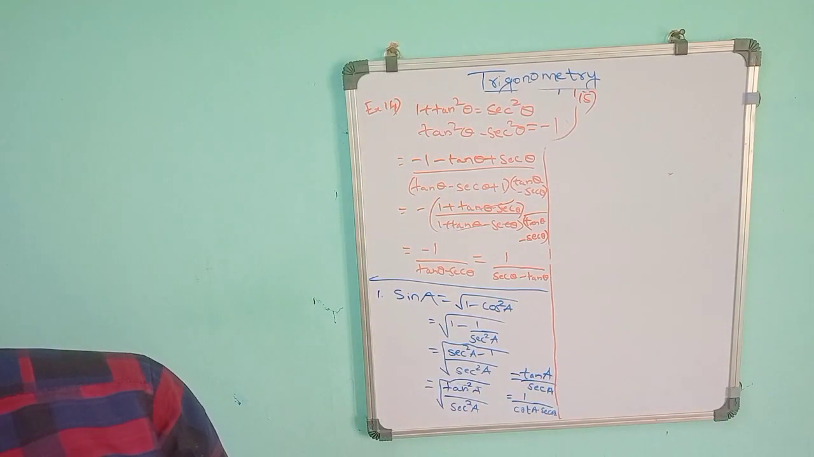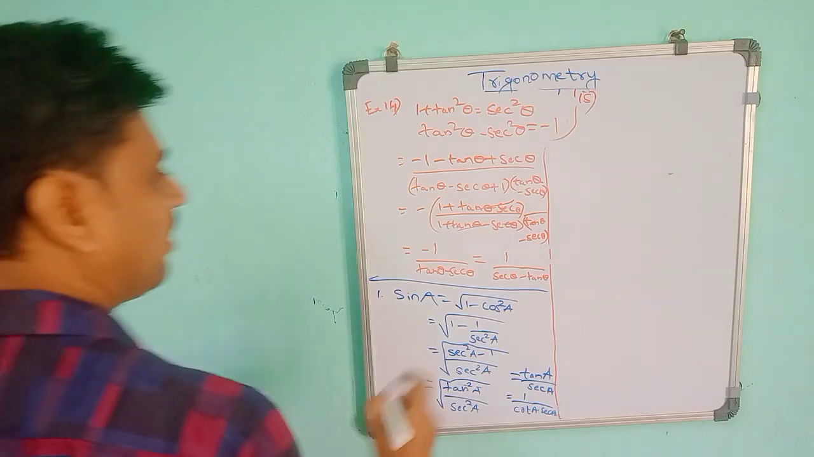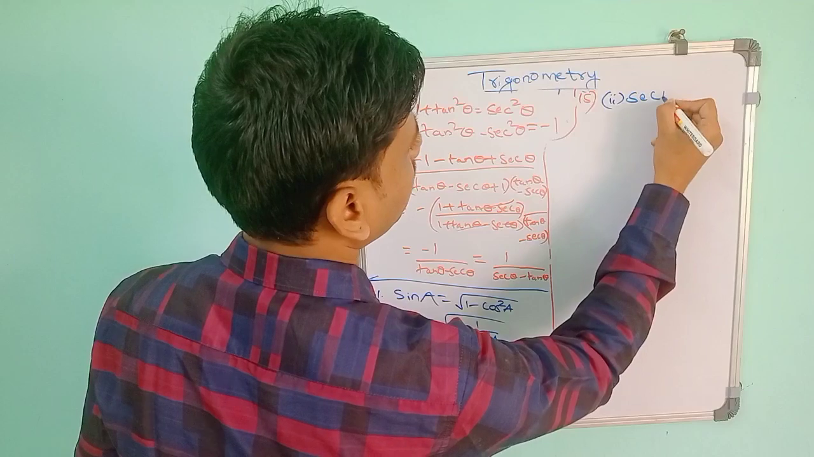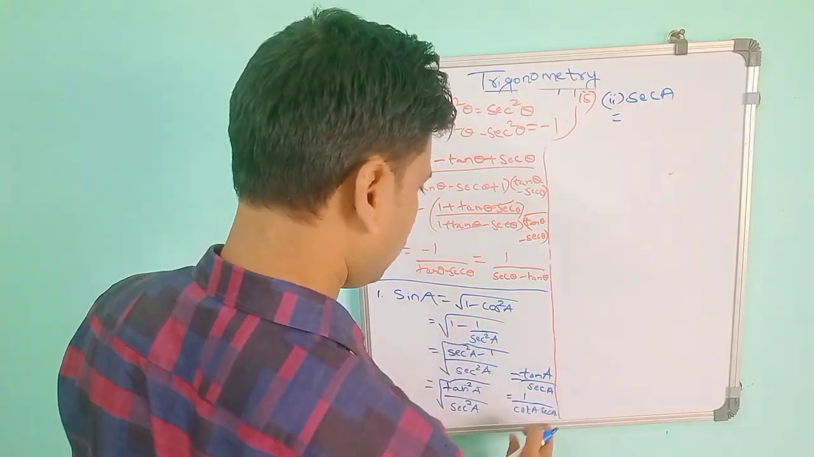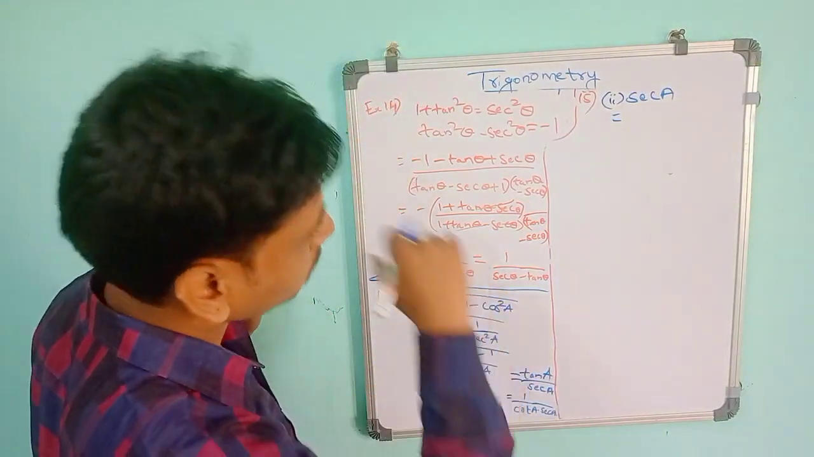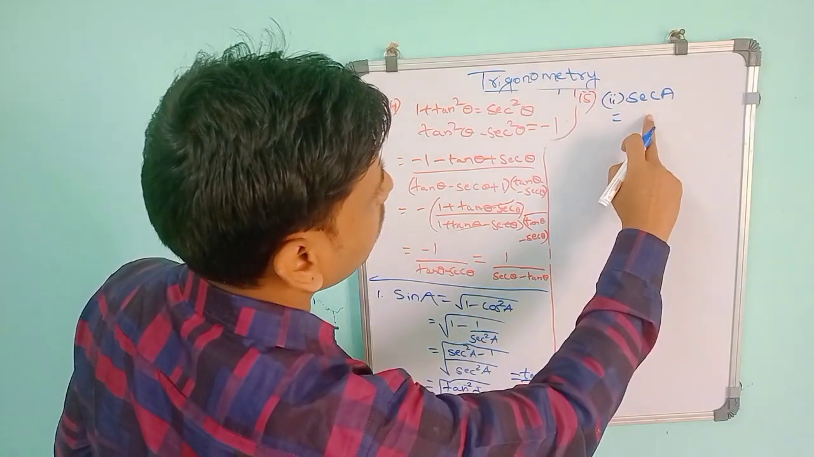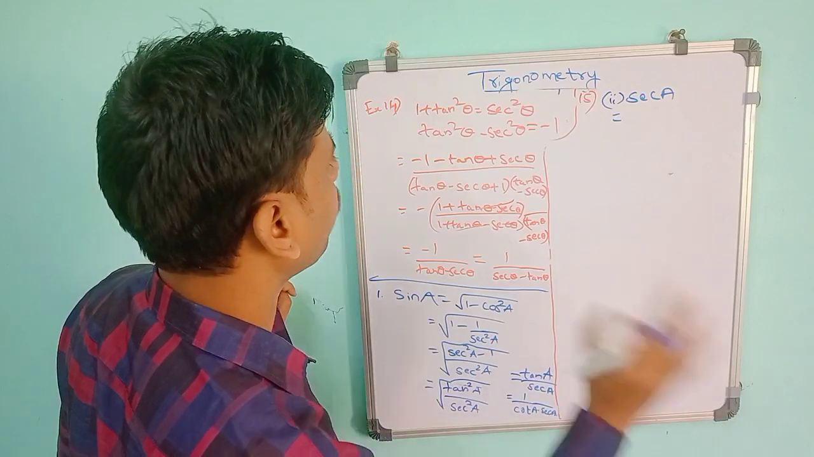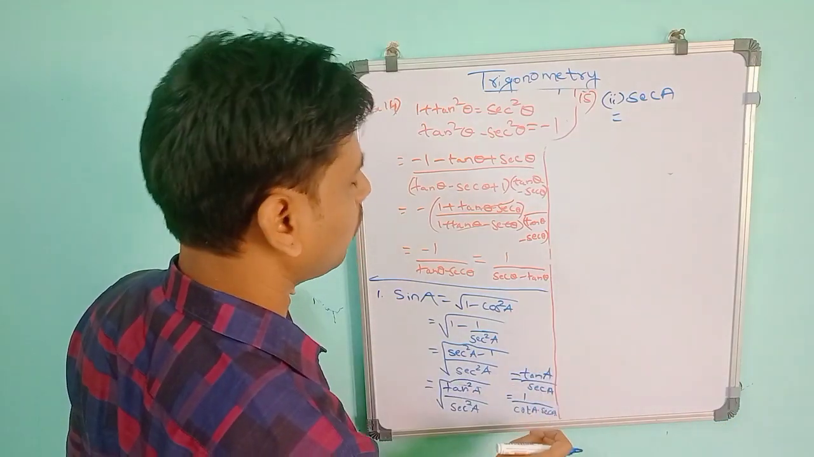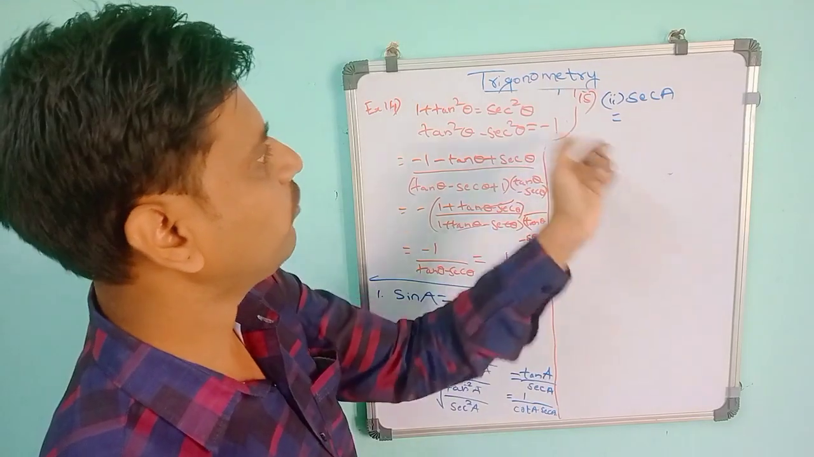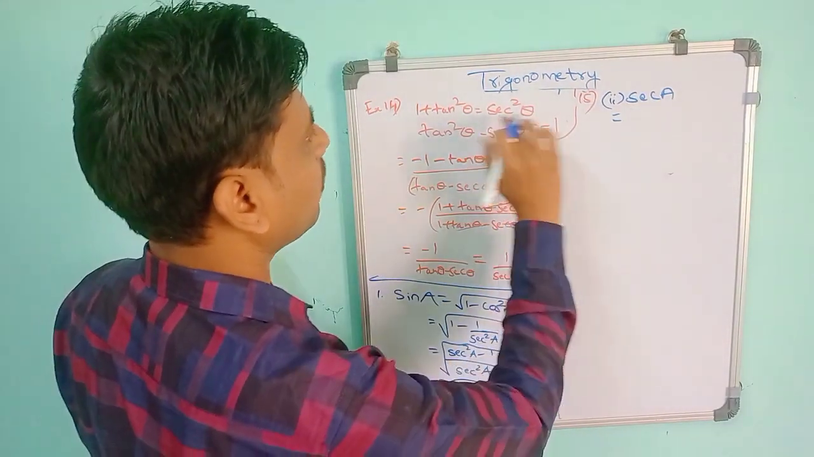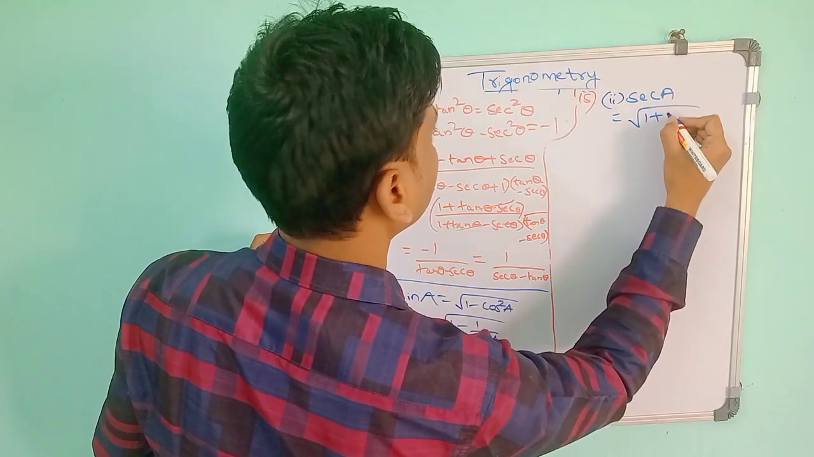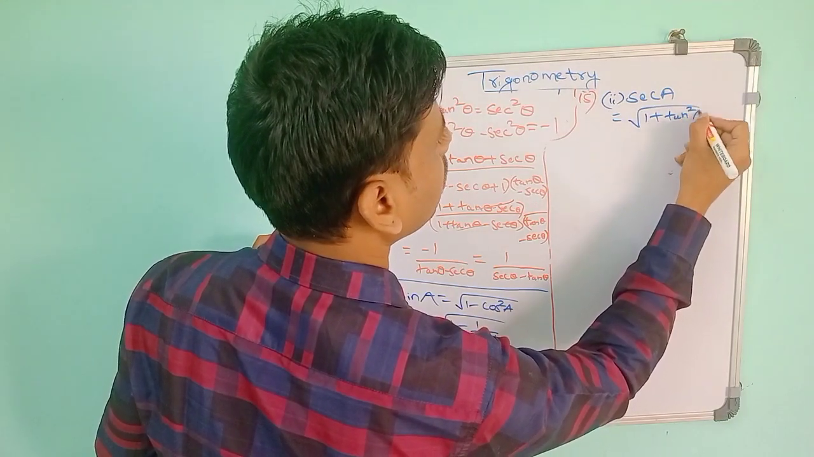Next one, sec A in terms of cot A. For this one, we know sec A in terms of tan square. If we get tan square, we can do that in terms of cot square. So sec A and cot A don't have a direct relation. So sec A, first we turn it into tan square. If you take sec A, it will be root of 1 plus tan square A.